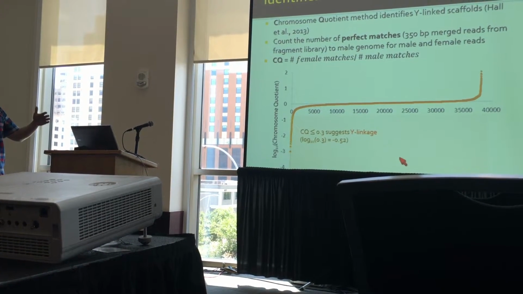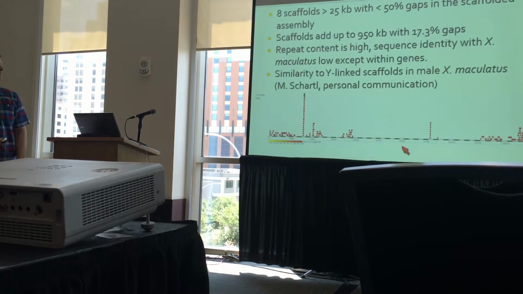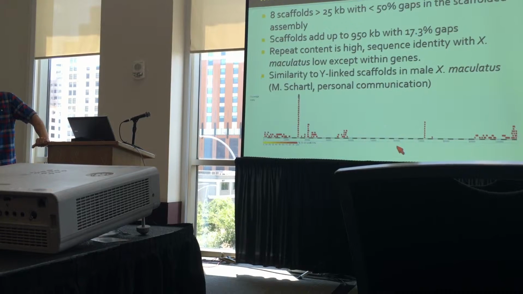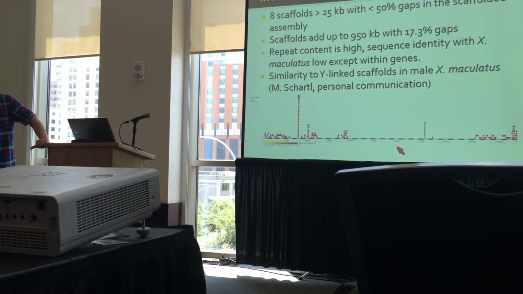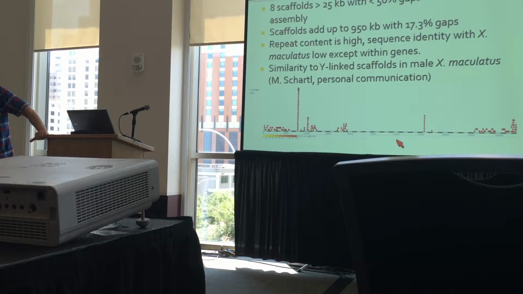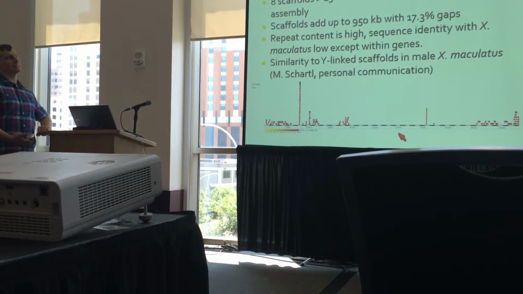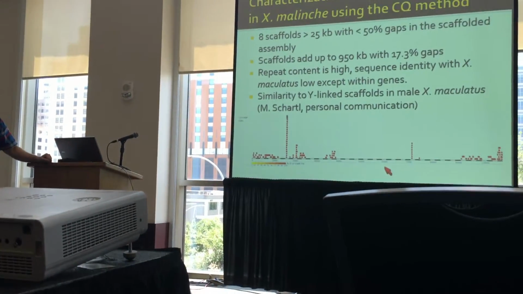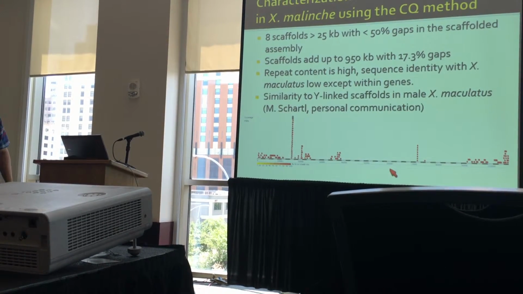So I ended up running the same script on the scaffolded assembly, and I came up with 20-some odd scaffolds. Unfortunately, more than half of those were more than 50% gaps. So that's not much to work with. So I ended up with 8 scaffolds that were larger than 25 kb, so an arbitrary cutoff, and less than half gaps.